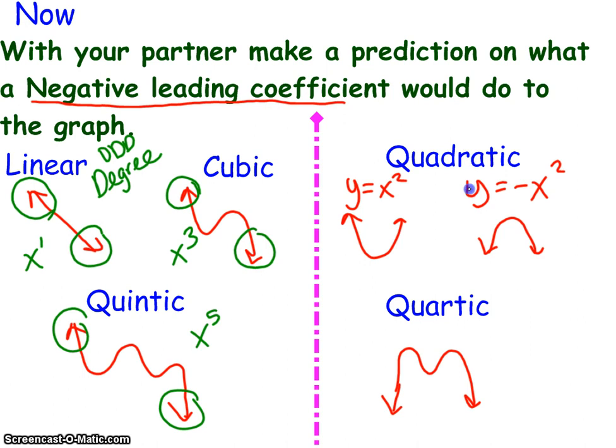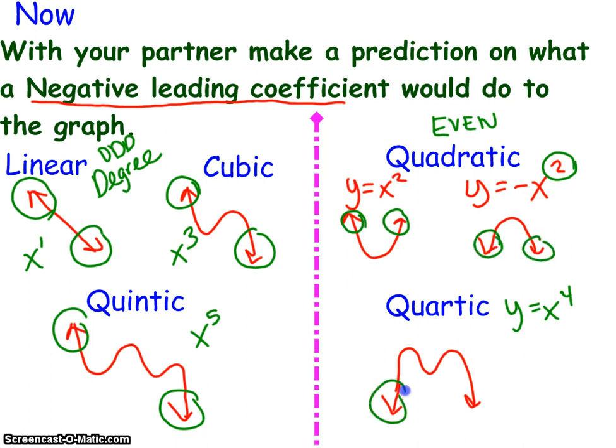What about a quadratic and a quartic? Well, it's an even degree. So all the even degrees, x to the second, x to the fourth, 6, 8, 10, 12, and so on and so forth, they have the same behavior at the ends of the graph. So today we're going to focus on how they behave.